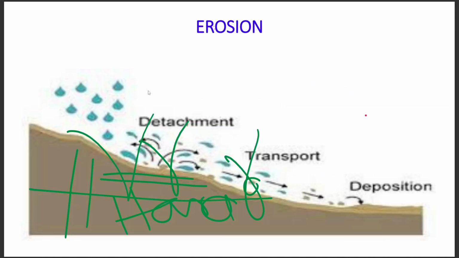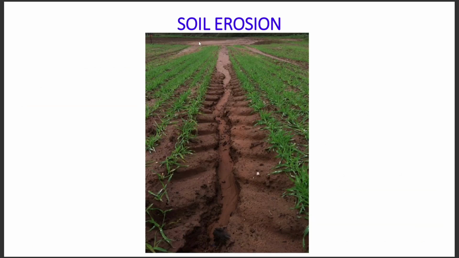Then we have erosion. If rainfall occurs on the upper region of any land, then the detachment of the soil particles will occur and the water will go down, and they will carry the soil particles with them. So the transportation will occur, and after that the deposition of the soil particles will occur on the lower region. So this is mainly the erosion happening here. The soil erosion looks like this in real life.